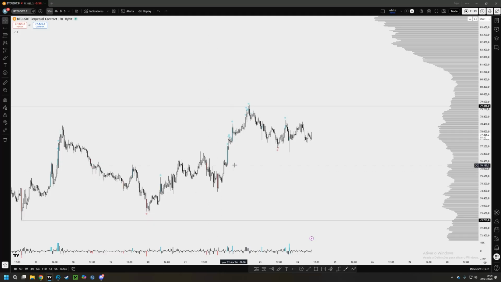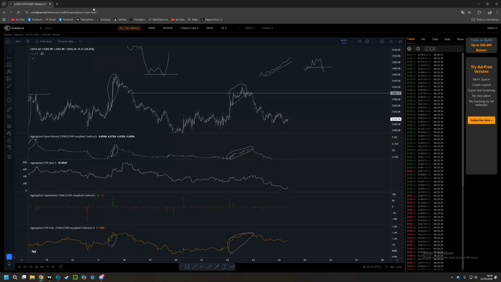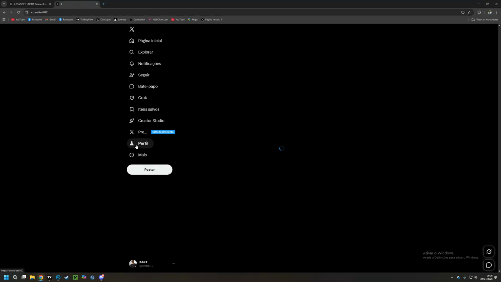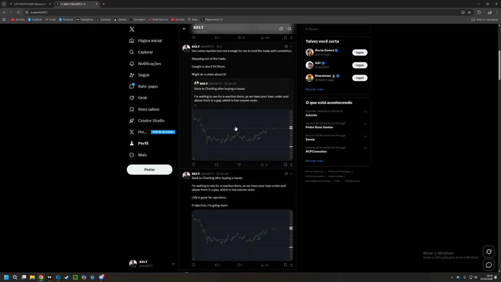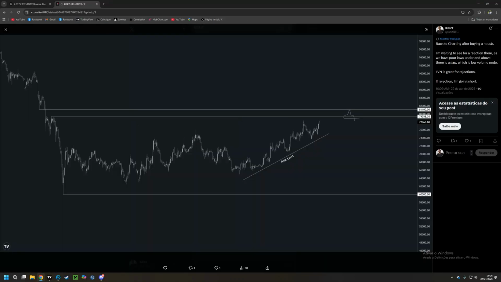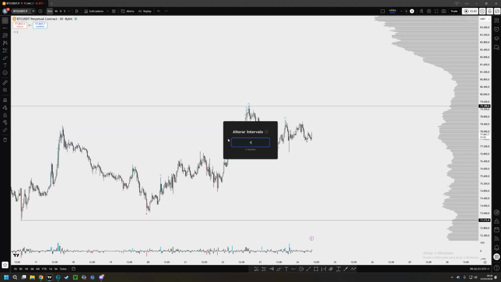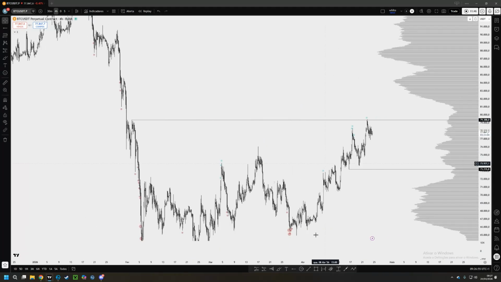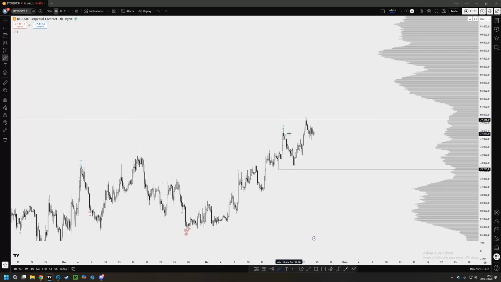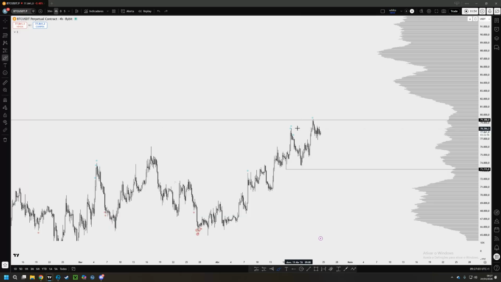I actually posted this on Twitter. Let me check real quick here. I was hoping for a bounce to start. I'm waiting to see a reaction there, as we have power lows under, and above there is a gap, which is a low volume node. Low volume is good for rejection. So I was waiting for this to have a rejection here. It is, but so far it's not happening. So I closed the trade and I'm waiting to see what happens next week.